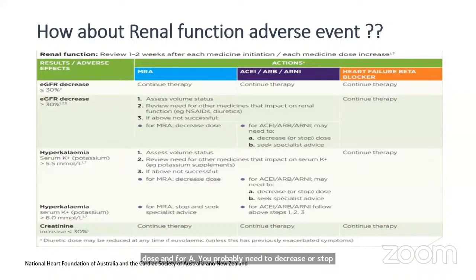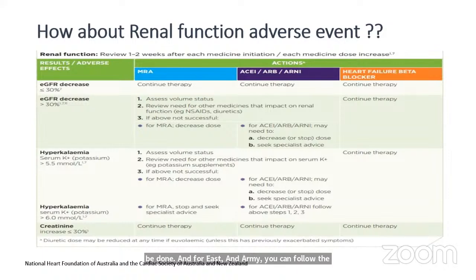And beta blocker, just continue, no issues. And in hyperkalemia more than 6 millimole per liter, you probably need to just stop the MRA and probably discuss with your specialist or a heart failure team whether anything can be done. And for ACE, ARB, and ARNI, you can follow the previous step. Either you reduce the dose or you temporarily stop.